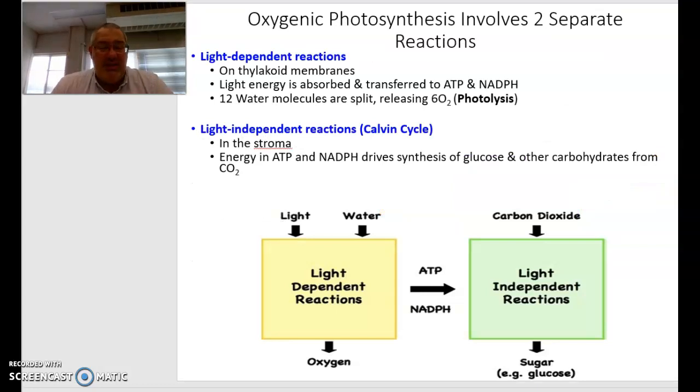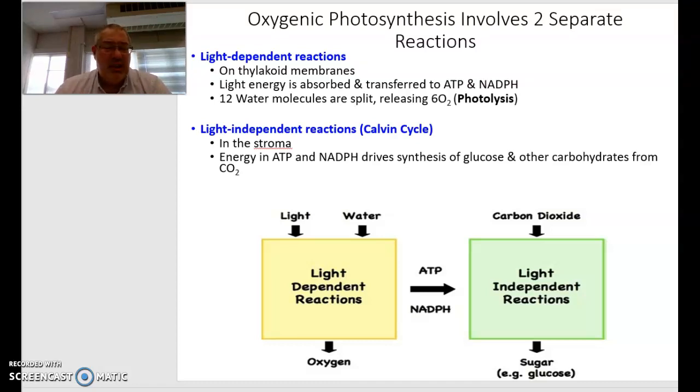Oxygenic photosynthesis is also found in bacteria and is also found in higher plants. It involves two separate reactions called the light-dependent and light-independent reactions. For the sake of time, I'm going to move on and not really talk much about what is on the slide here, but I will talk about these bullets in the next few slides.